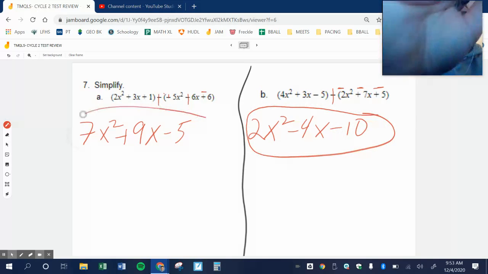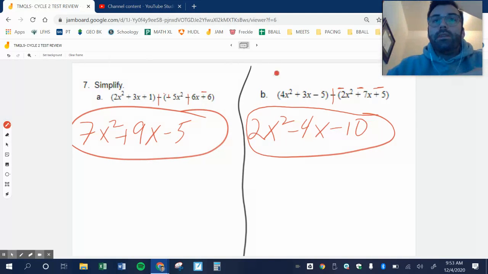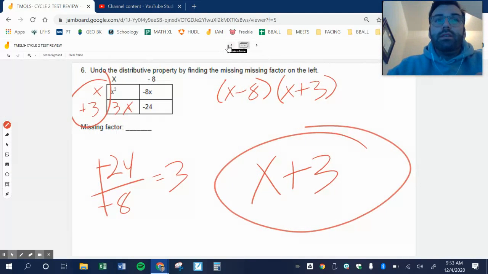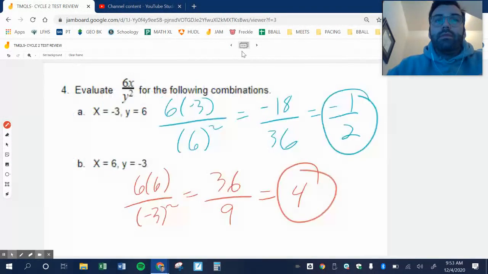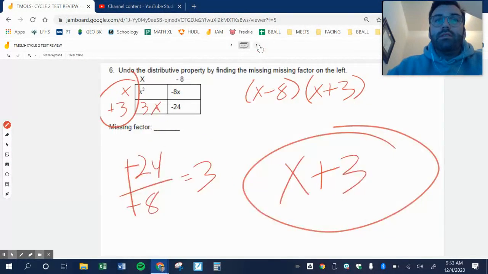Forgot to circle. Should I keep going? How many have I done? I did 4, 5, 6, 7. That's good.